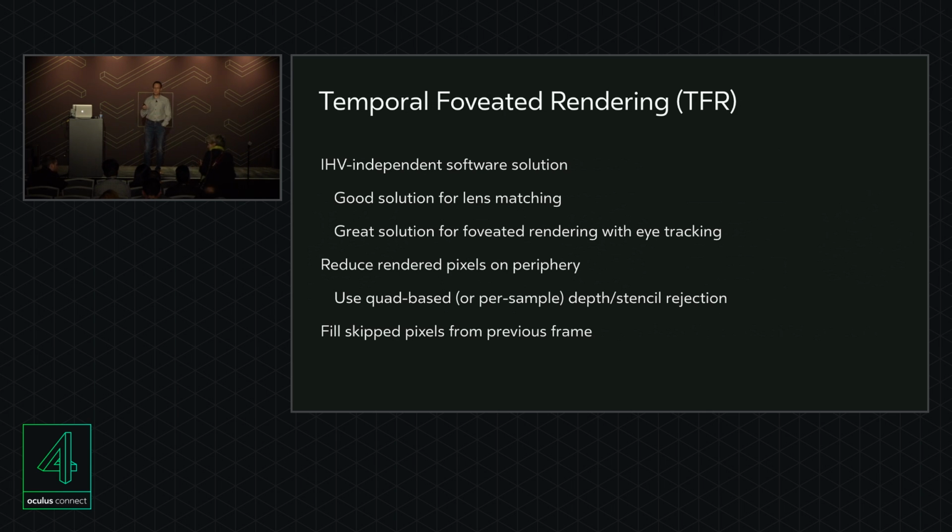The idea is actually quite simple. What we want to do is reduce the number of pixels in the periphery frame to frame by rejecting some pixels. We would use either a quad-based rejection or per-sample rejection with stencil or depth, and I'll talk more about those things. Then at the end, you still want to have a full cohesive image. You don't want to have holes in your image. So we reprocess the skipped pixels and fill those holes using the pixels from the previous frame through a certain reprojection technique.